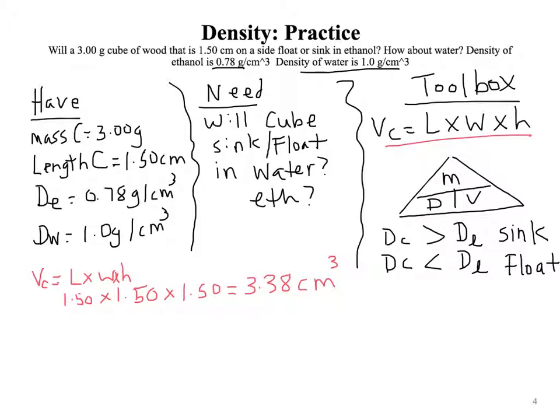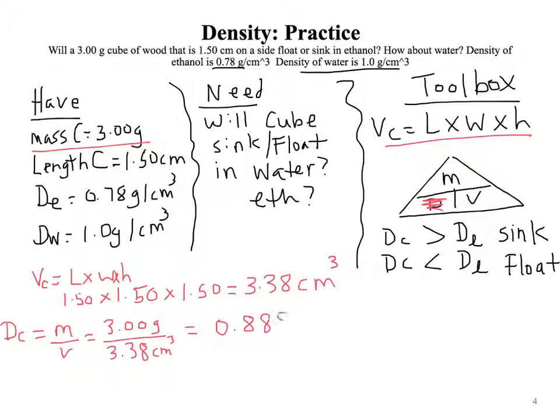The second thing is I want to figure out the density of my cube. So the density of my cube is, if I cover density, mass over volume. Well, I know I have a mass of 3.00 grams, and I know I have a volume of, what I just figured out, 3.38 centimeters cubed. If I divide correctly with the correct amount of sig figs, I get 0.888 grams per centimeter cubed.